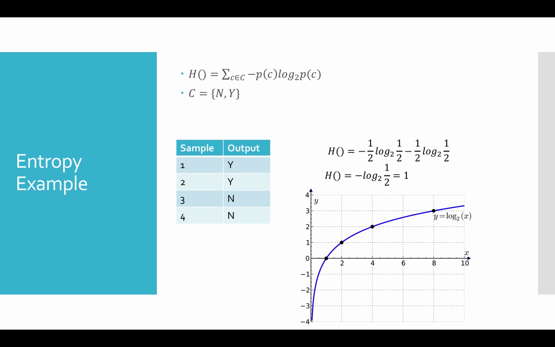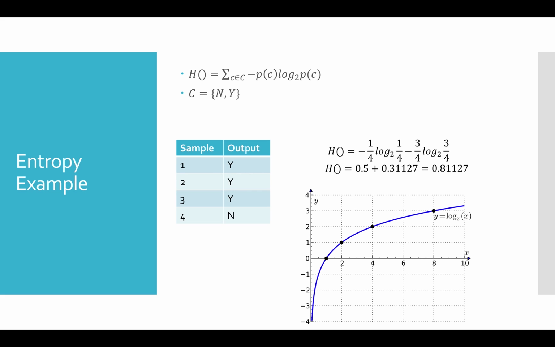Okay, remember the log of 1/2 is negative 1. So we reduce all that and we get an entropy of 1. So this is the most exciting entropy we can have because everything is pretty random. Okay, so everything is surprising.